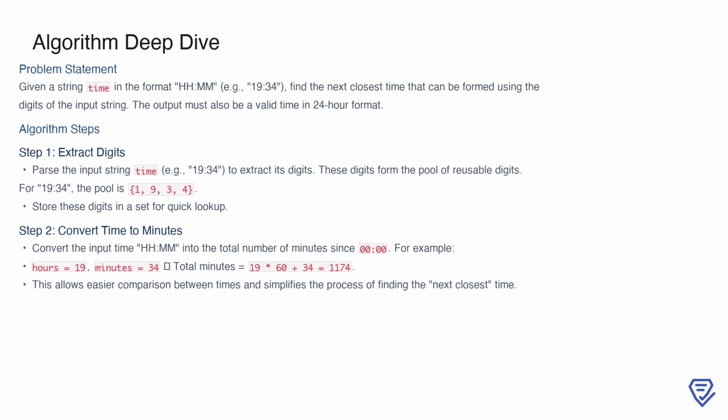The first step is to extract these digits by parsing the string and storing them in a set. This gives us a reusable pool of digits and ensures quick lookup during the algorithm. Next, we convert the input time into total minutes since midnight. By transforming HHMM into a singular value, such as 1174 minutes for 1934, we simplify the comparison process when searching for the next closest time. This step is critical as it allows us to handle time calculations more efficiently.